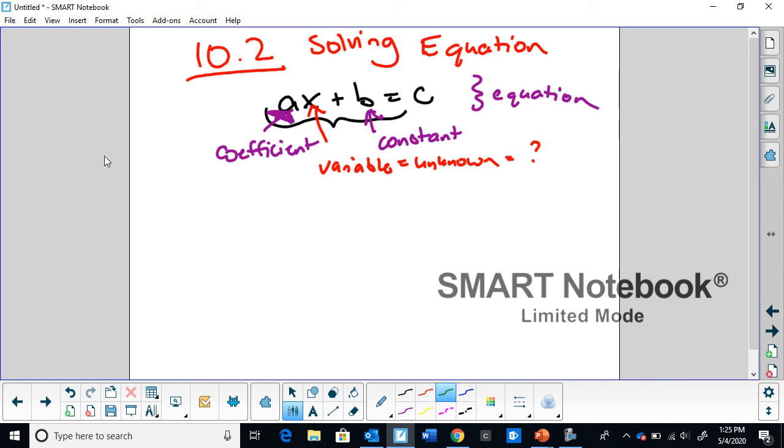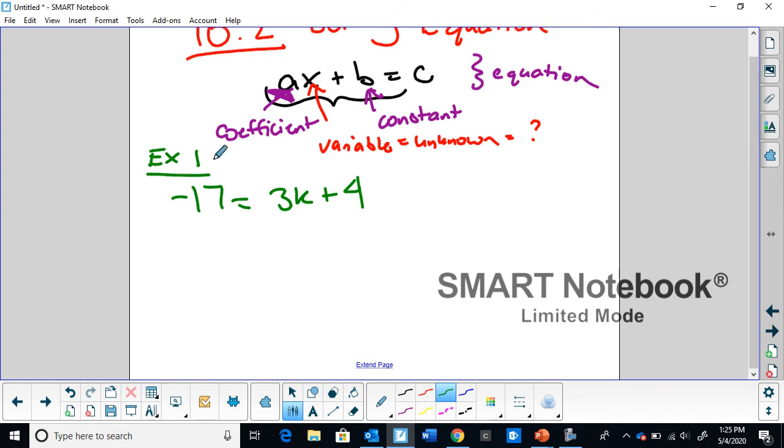So let's start with an example. I have negative 17 equals 3k plus 4. So we've got example 1. When we're solving these equations mathematically, the visualization I showed you in the previous video helps you understand why you're doing what you're doing.